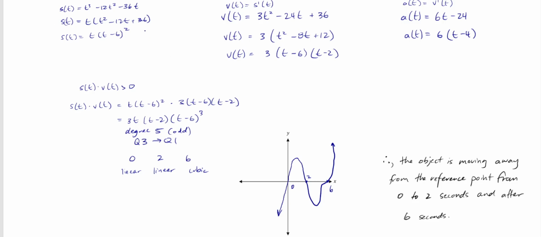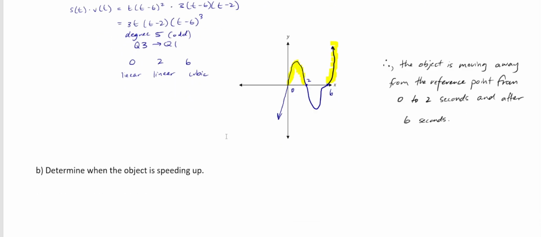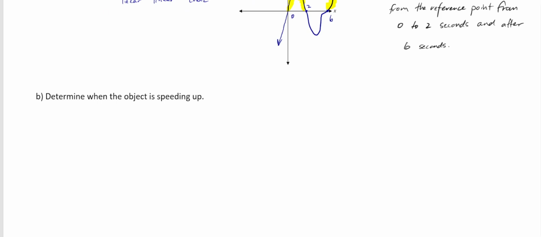We're trying to find when it is moving away from the reference point, which means S at t times V at t has to be a positive number. And we can see when is it a positive number? Well, between 0 and 2, and then beyond 6 seconds. So the object is moving away from the reference point from 0 to 2 seconds and after 6 seconds. The next question says, when is the object speeding up? The object is speeding up when the velocity function times the acceleration function have the same sign, which means that they would be a positive number.